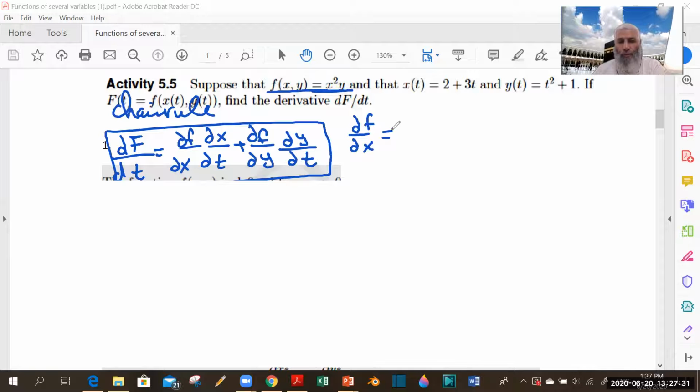Yes. The derivative of this with respect to x is 2xy. And what is dx/dt? We take this from here, with respect to t. 2 plus 3t, 2 is a constant, and the derivative of a constant is 0. So with respect to t, it will be just 3.